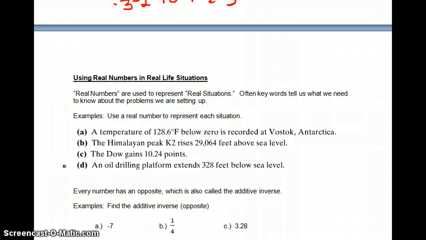Letter A says that the temperature of 128.6 degrees Fahrenheit below zero is recorded at Vostok, Antarctica. Your key word here is below zero. Since this is indicating that it's below zero, think about that number line. It's going to be to the left of zero, and that is going to be a negative value. So as we are turning this into a real number, we should be doing negative 128.6. Please pause the recording, do B, C, and D on your own, and come play it again as soon as you're finished.